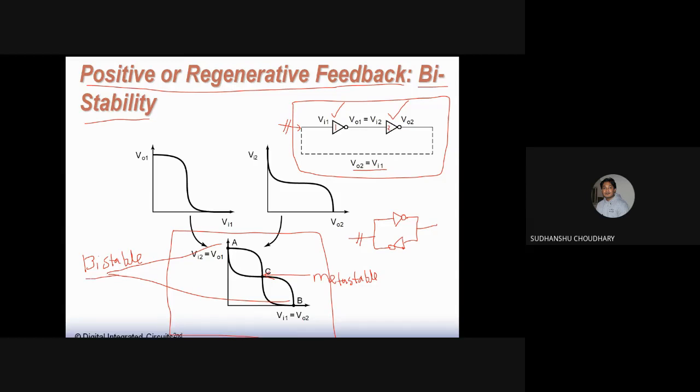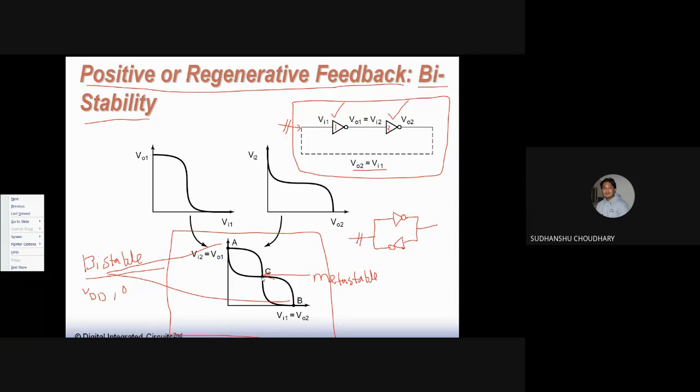So two bistable means two stable levels. That is, one is VDD and the other is 0. So two stable levels can be found, A and B, that is VDD and 0, and the other is metastable C. Now, since I said that this sort of feedback is positive or regenerative, the circuit cannot stay biased at the center of this transition region, that is, if I try to bias this circuit at this point C.